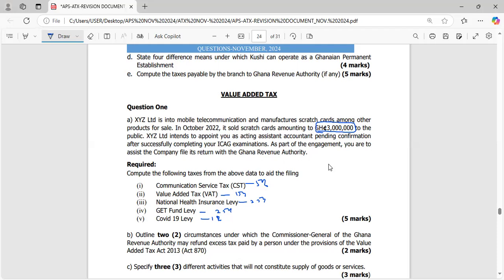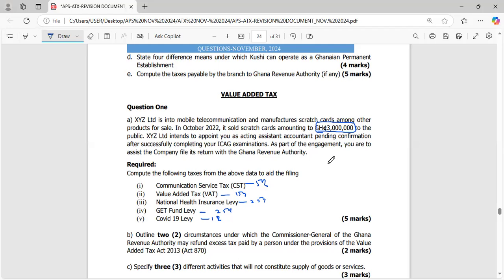Okay. So your explanation is the 3 million does not include the VAT and the levies. Is that what you're saying? It does not. Yes, this is the exclusive amount. It sold scratch cards amounting to 3 million. This is the amount that he sold the scratch card. You see, this is telecommunication. For telecommunication, mobile devices, the scratch card, the VAT, everything is included. Before you sell, you have to include everything before you sell.